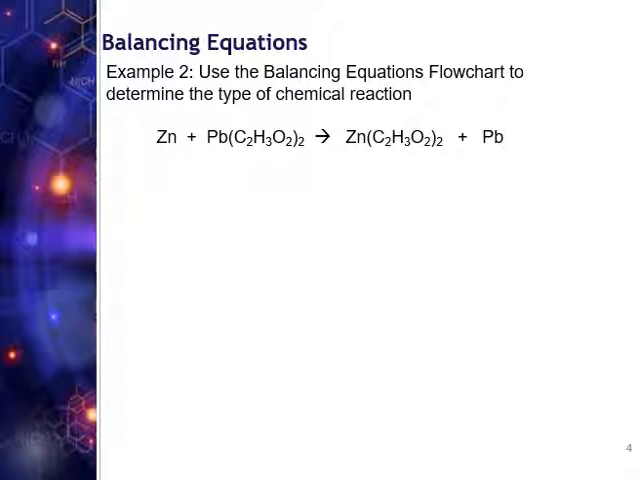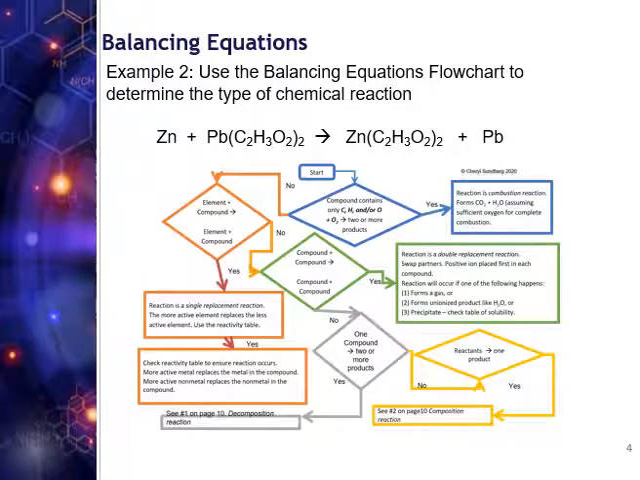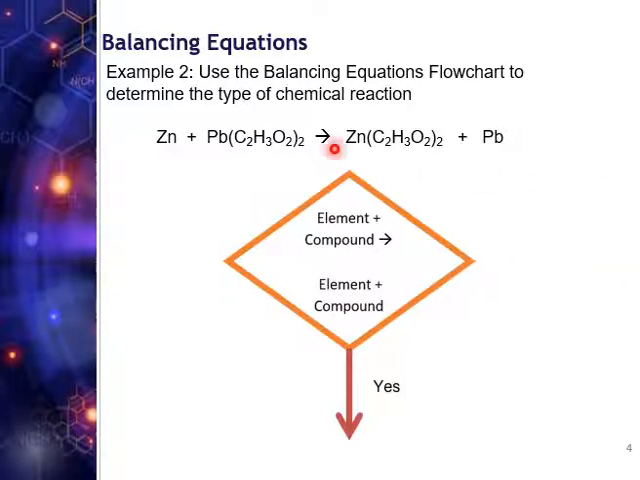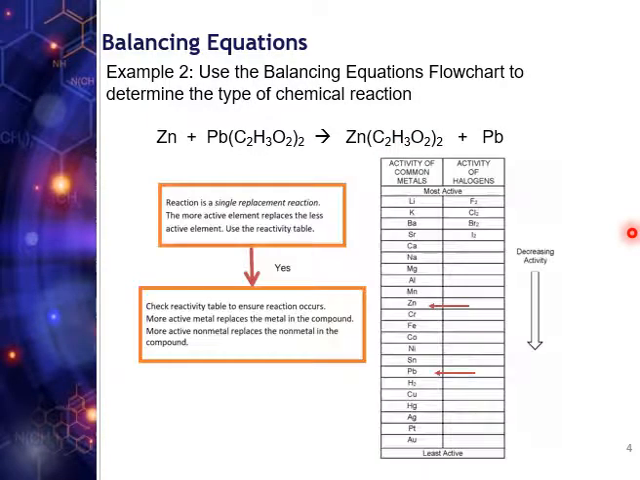Example 2. Use the balancing equations flowchart to determine the type of chemical reaction. We start here. The first decision, do we have a carbon, hydrogen plus oxygen? And the answer is no. Do we have an element, one capital letter, and a compound, more than one capital letter, giving me an element, one capital letter, and a compound? And the answer is yes.